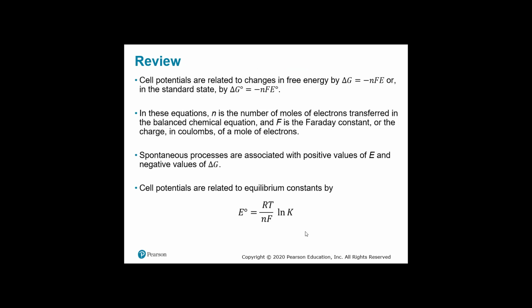Okay, so cell potentials are related to changes in free energy, and it gives us the formula. And if it's in the standard state, we use standard state conditions. n is the number of moles of electrons transferred in a balanced equation. F is Faraday's constant, and it is in units of charge per mole of electrons. Spontaneous processes are associated with positive values of E and negative values of free energy. The cell potentials are related to equilibrium constants, and it shows you the formulas of how these are related.